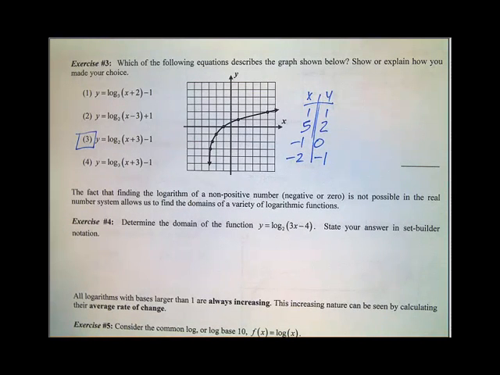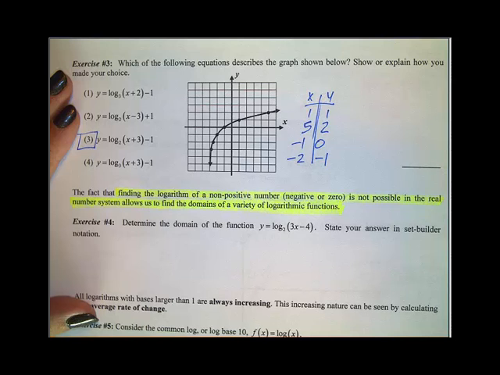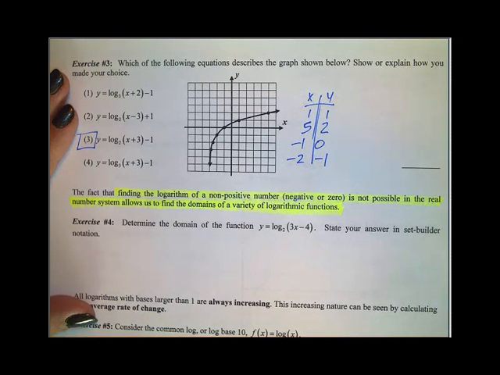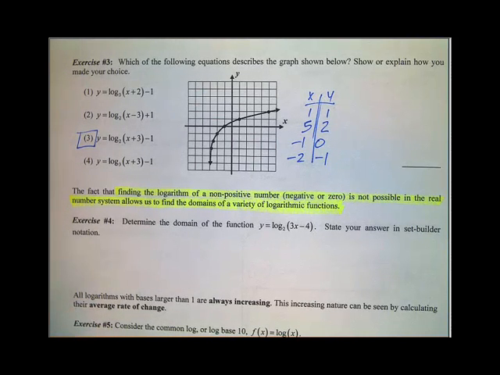All right, so now the fact that finding the logarithm of a non-positive number, negative or 0, is not possible in the real number system allows us to find the domains of a variety of functions. So go ahead and pause the video and make sure you highlight that and you know what that means. So remember, your base and your number cannot be negative or 0. So it asks us in number 4 to determine the domain of the function y equals log base 2 of 3x minus 4.